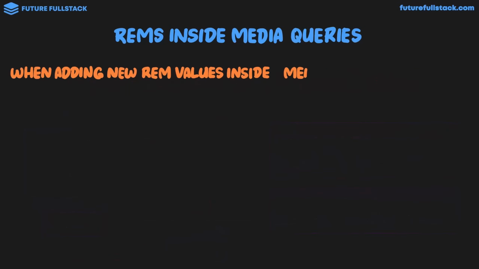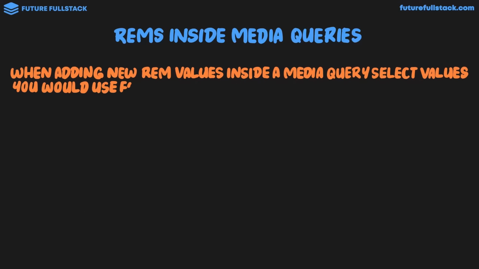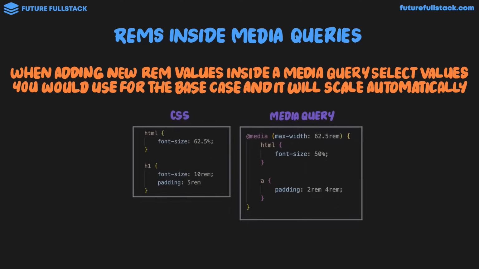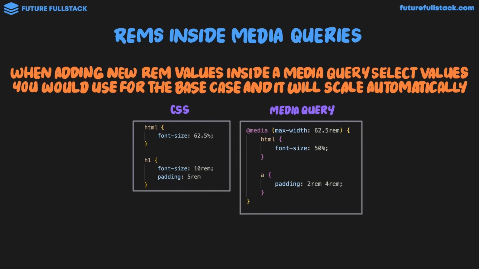And that's because when adding new rem values inside a media query, select values you would use for the base case and it will scale automatically. Looking at our CSS and media query so far, for the 2 rem and 4 rem value that we're adding on the anchor tag, you just need to think as if 1 rem is 10 pixels. And that's because inside the media query, the padding on the anchor tag will automatically scale down.